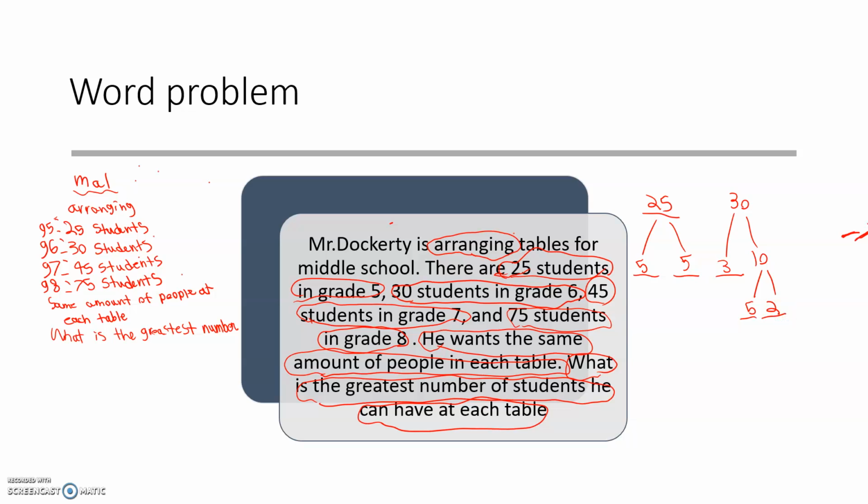Now let's do grade 7, 45 students. Branch off. I'm going to do 15 and 3. 3 is a prime number. 15 is not. 5 and 3. And 75 in grade 8. Let's branch off some factors. 75 can go into 15 and 5. 5 is a prime factor. 15 is not. 5 and 3.